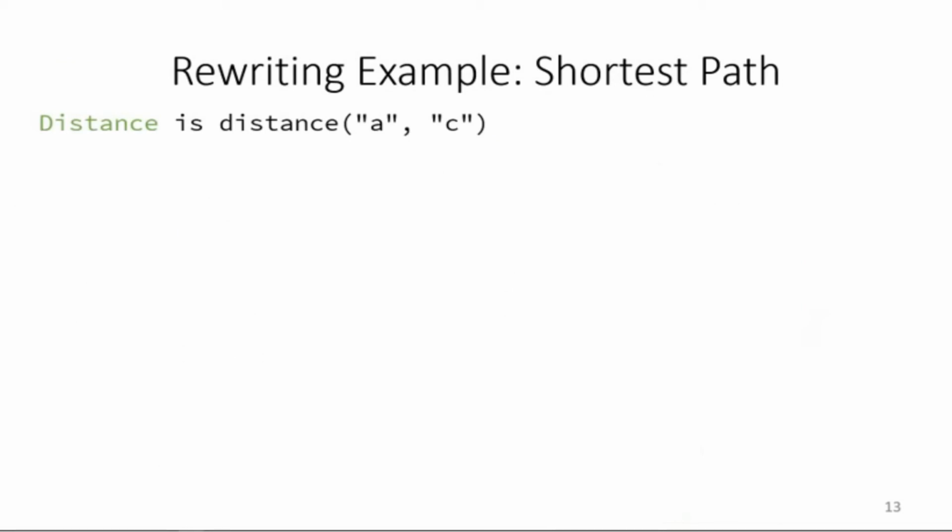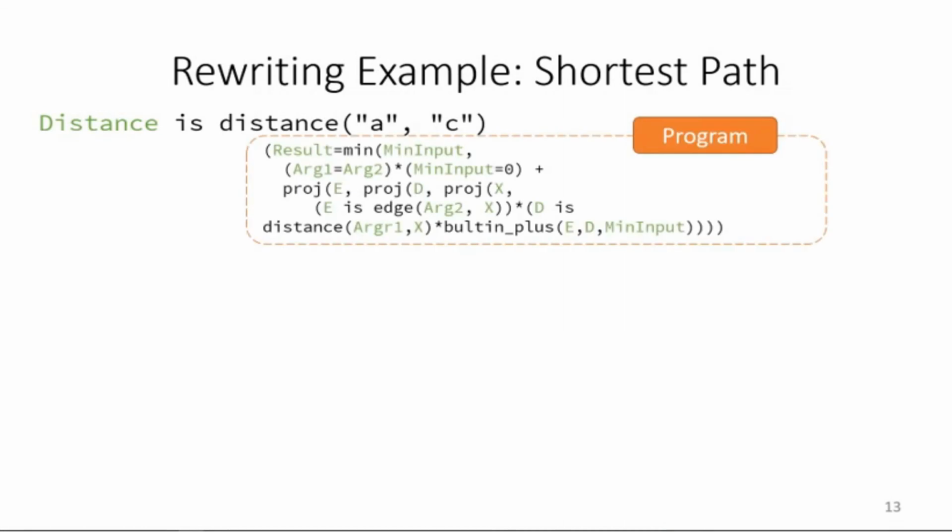So let's work through the shortest path example. Here we start with a query to the program which is written as an R expression. We then combine it with its definition of the shortest path that we had from a few slides ago.